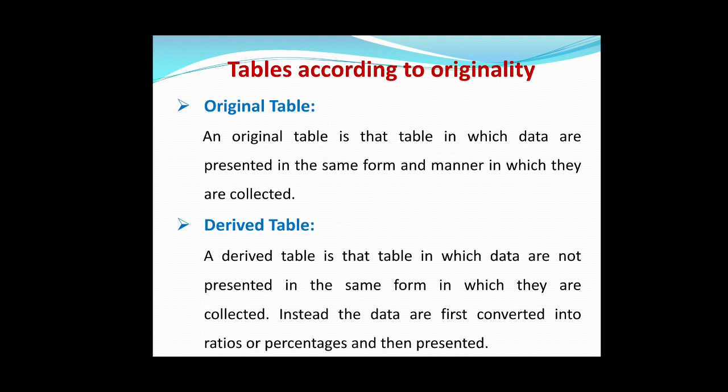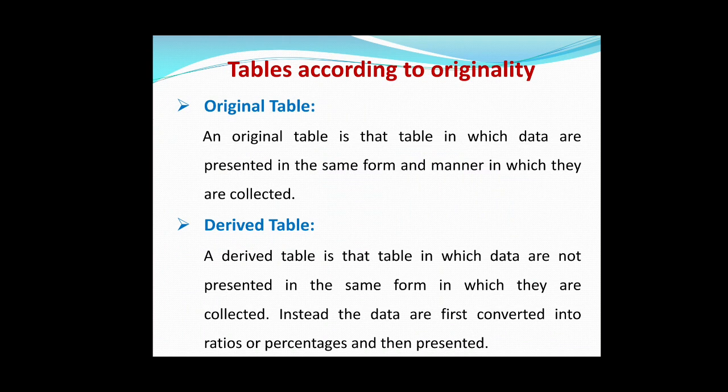Now coming to the kinds or types of tables according to originality. So according to originality, the two types of tables are, one is original table and second one is derived table. Students, an original table is that table in which data are presented in the same form and manner in which they are collected. Such type of tables are also called primary tables or classification tables. Such tables contain data collected from a primary source.